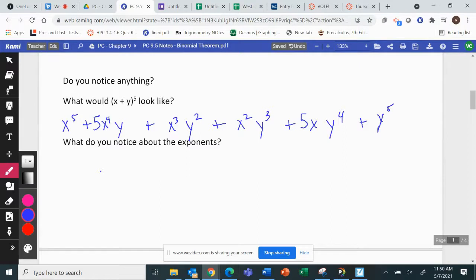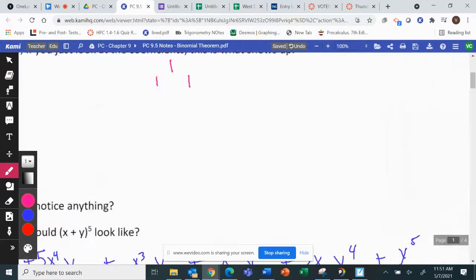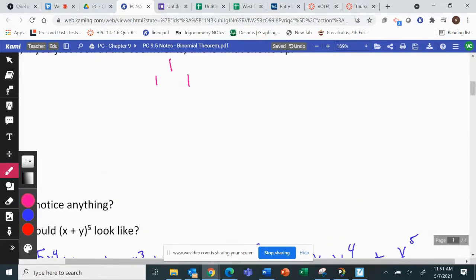So then the last thing is the coefficients. And some people learned this last year. I know that my class didn't do it last year. So I'm going to look at only the coefficients for each of these. For the 0 power, the coefficient is 1. For the first power, the coefficients are 1 and 1. X plus y, 1 and 1. For the second power, it's 1, 2, 1. For the 3rd, it's 1, 3, 3, 1.